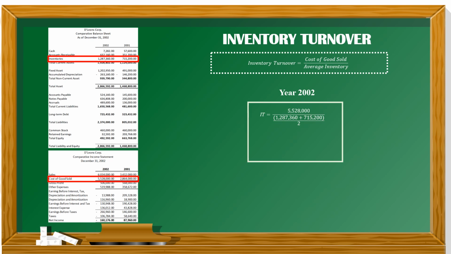So we will be having 1,287,360. That is the balance of the inventory for year 2002 at the end. And then 715,200. That is the beginning balance of the inventory account for 2002, which is also the ending balance of the year 2001. So divide that by 2, so we could get the 1,001,280 average inventory. Okay, so after that, we can now get the inventory turnover of 5.52 or 6 times.